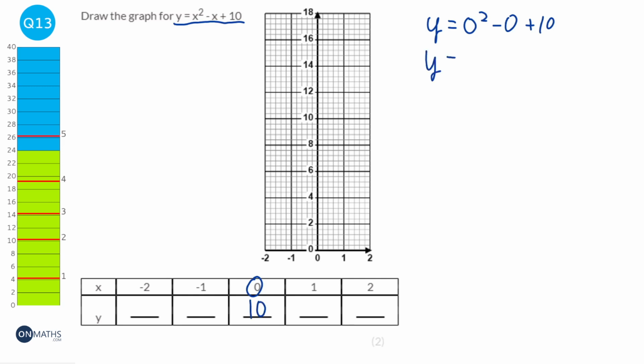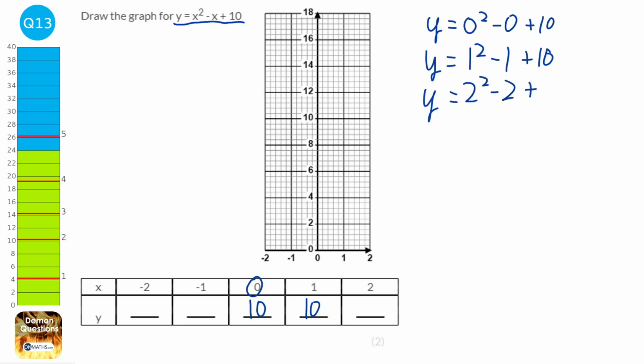Could do the same for 1. So it will be 1 squared minus 1 plus 10. Well, 1 squared is 1, 1 take away 1 is 0, plus 10 is 10. So that will also be 10. 2 squared minus 2 plus 10. 2 squared is 4, 4 take away 2 is 2, plus 10 will be 12.